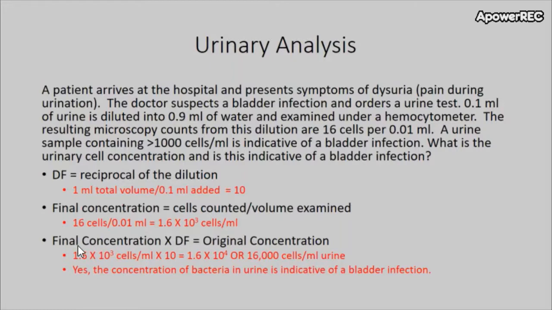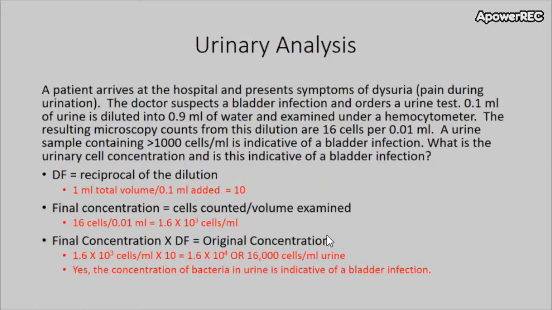Then we have our calculation to get back to the original concentration, which is our final concentration, or what our examined concentration was, multiplied by whatever dilution factors we have, equals the original concentration. So let's take our numbers and plug them in here. Final concentration 1.6 times 10 to the third cells per mil, and our dilution factor was 10. Our final answer, if we add up the 10 to the third and 10, or multiply however you want to do it, is 1.6 times 10 to the fourth. And this answer is a concentration, so it's cells per milliliter of urine.